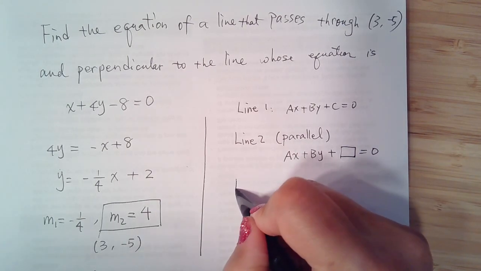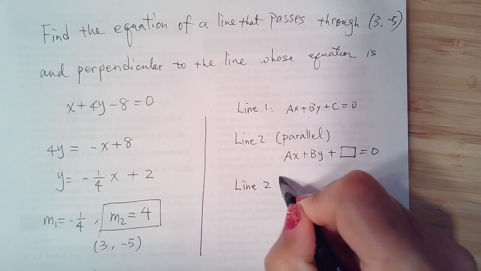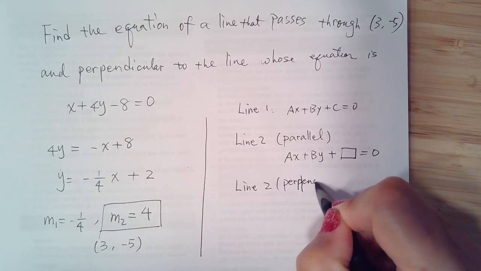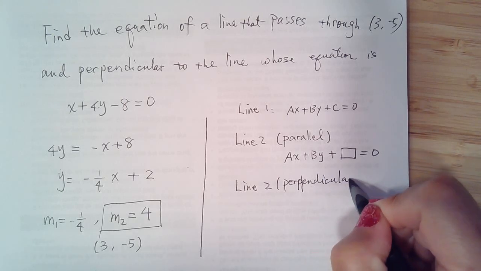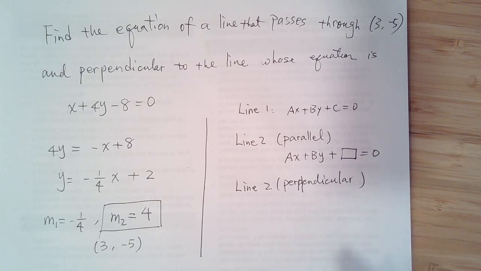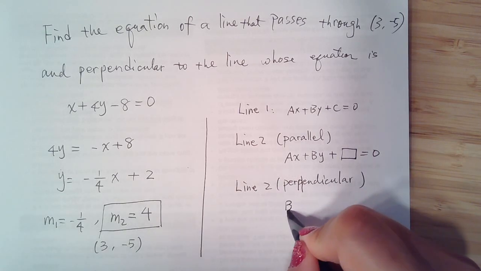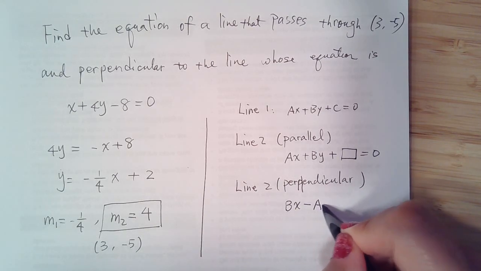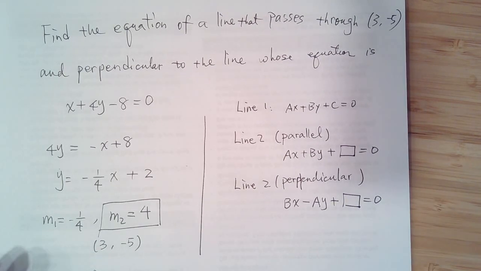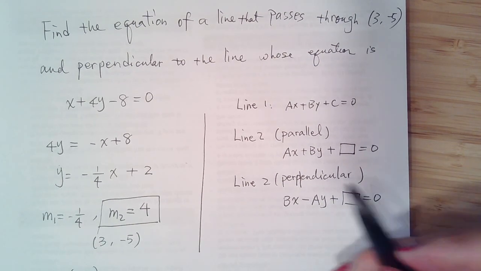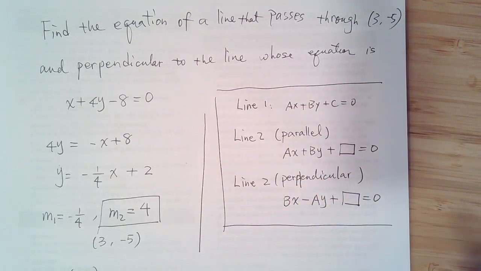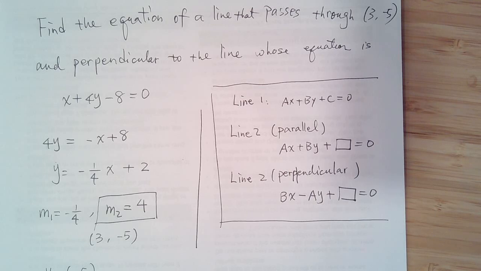If the line 2 is perpendicular, then I tell you what, you switch a and b and change the sign. So you should have bx minus ay plus a number equals 0, okay? So this number we're going to figure out later, but this is the easy way to remember that. If you like, I think you might want to take a little note about that.